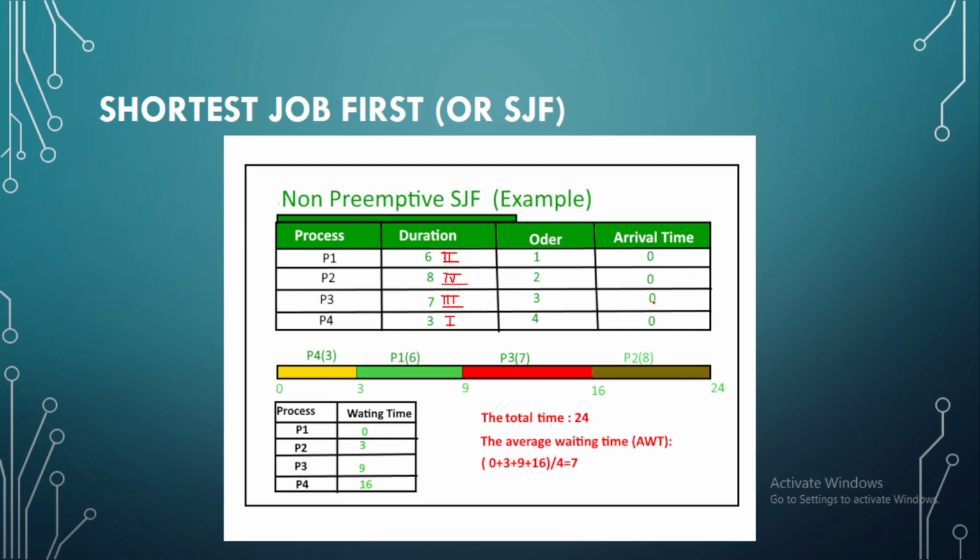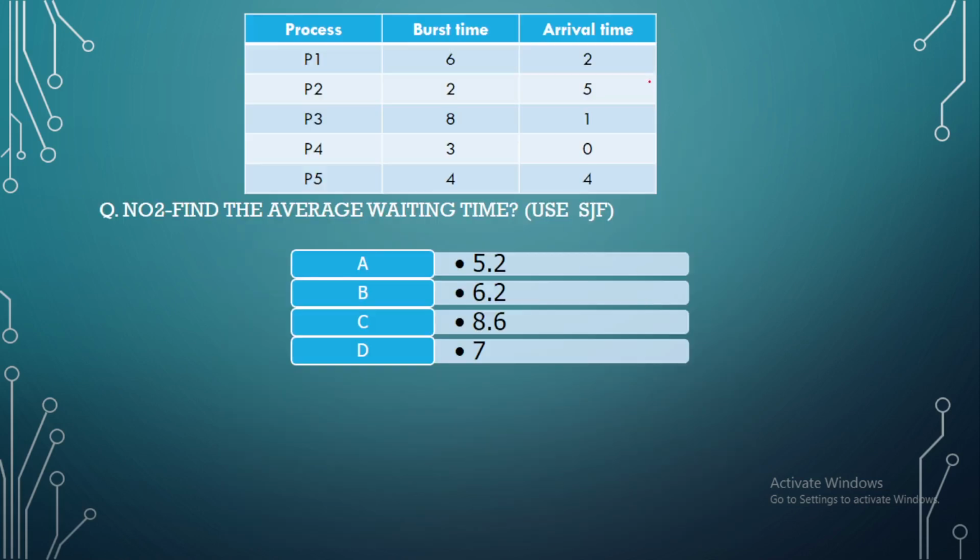Now we have another example. In exams we don't get this easiest question. In the exams the arrival time will be given and we have to find the average waiting time of each process. Now this is a previous year exam question from the NET exam. We have to find the average waiting time for this given question using the non-preemptive version of the shortest job first algorithm.